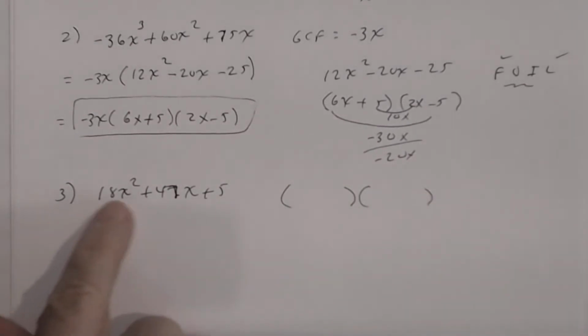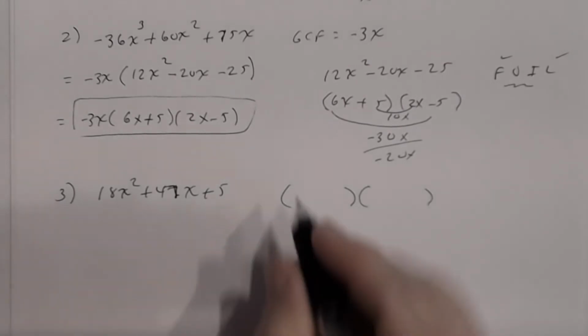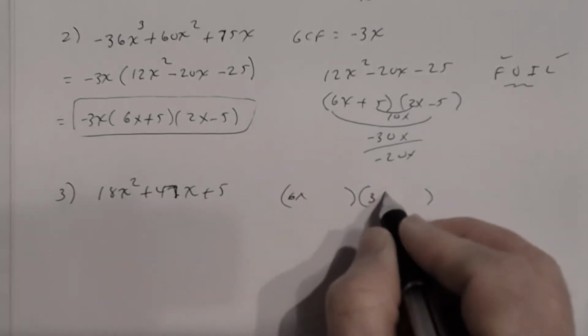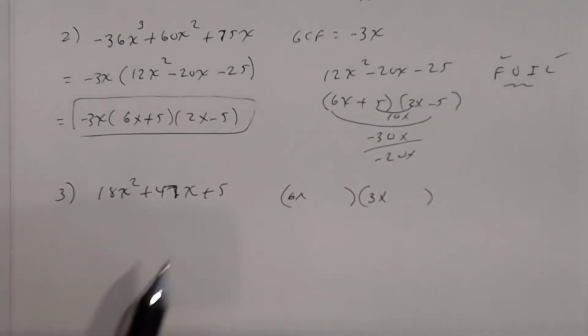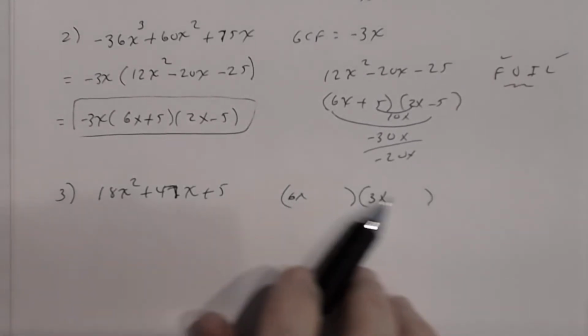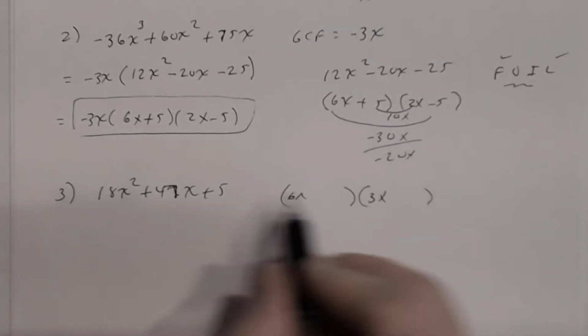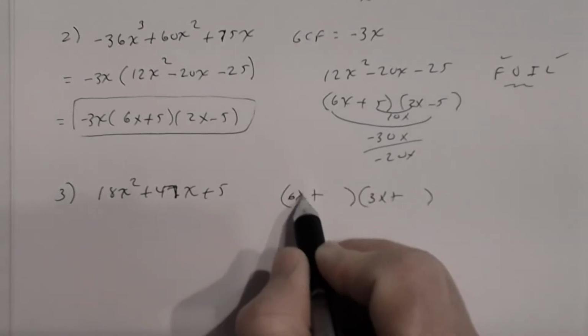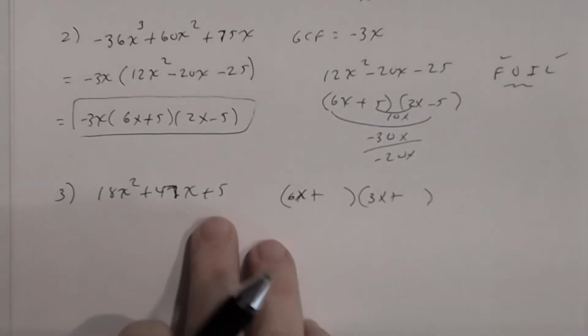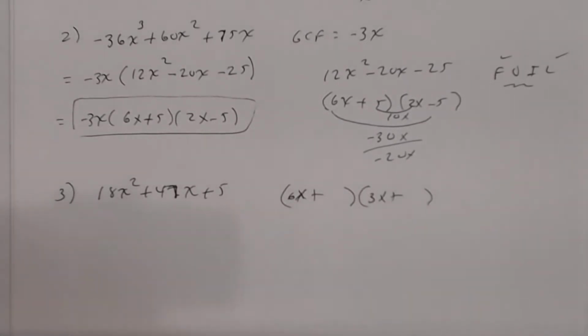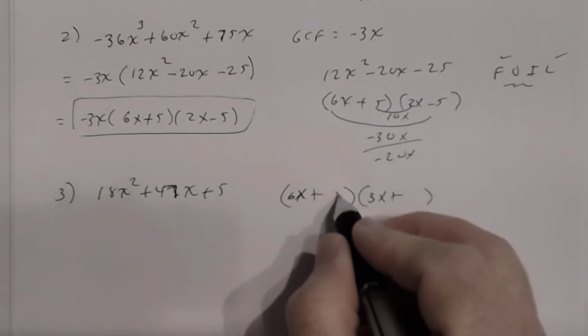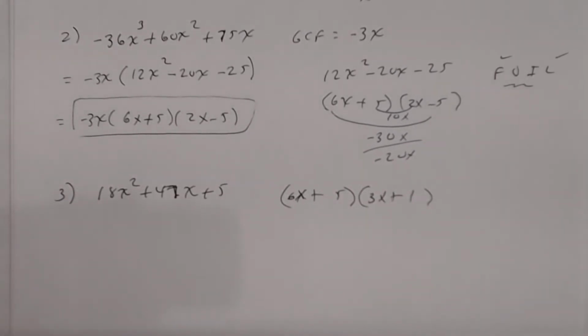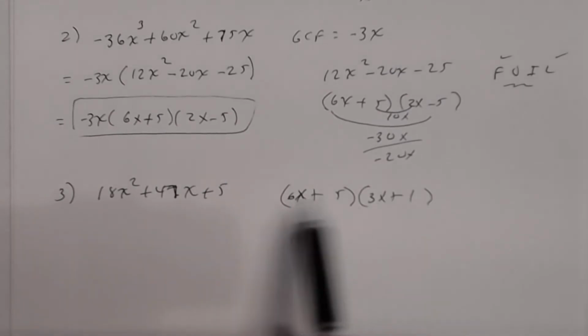So there are several possibilities for 18x squared. There's 6x and 3x. If you want to try that, you can. Now remember the last sign's positive, so that means that the signs in here are the same, and they're going to be that middle sign. So that's one of the discussions we've had before. And then for 5, the only possibility is 5 and 1. So I'm going to go ahead and put 5 here, 1 there.